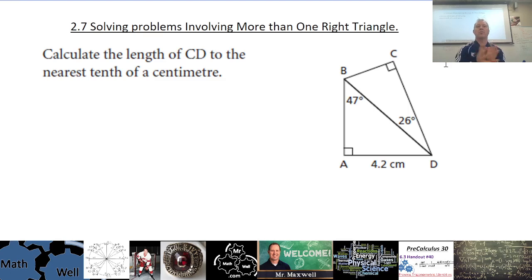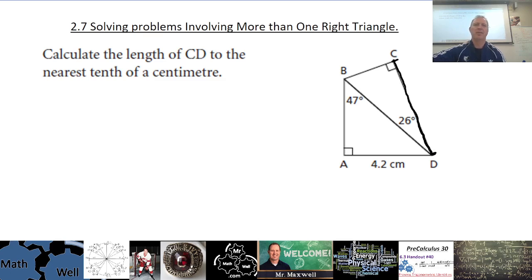So we are solving problems involving more than one right triangle, okay? And here's an example that you see on the screen before you, right behind me. It says calculate the length of CD to the nearest tenth of a centimeter. All right. So what we're going to have to do here is consider the fact that we have two right triangles, and the length of CD is this length right here from C all the way here to point D.